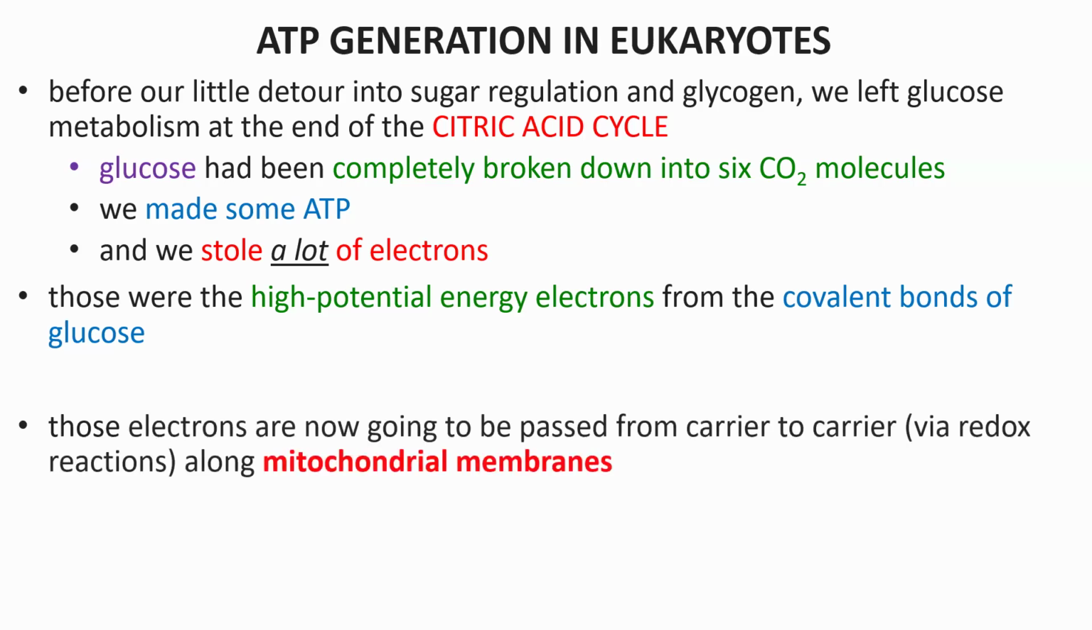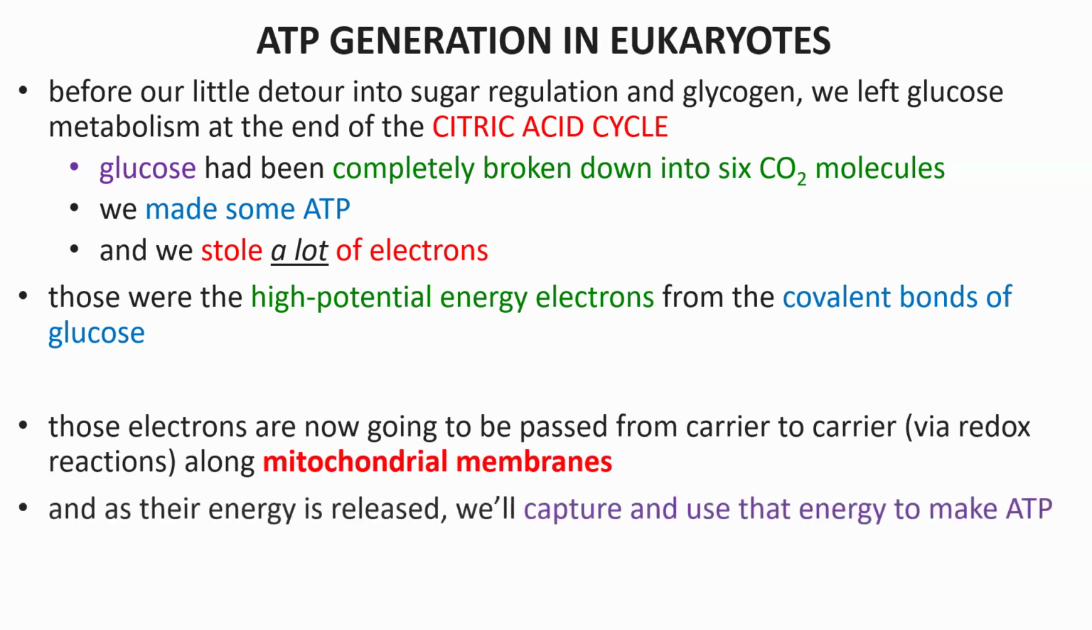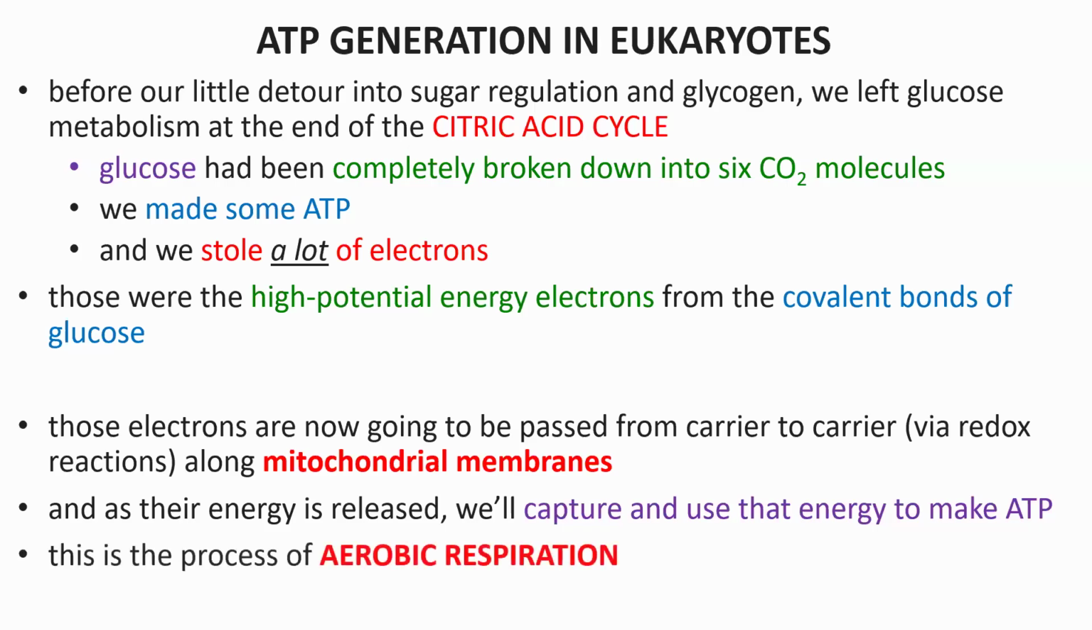Now those electrons can be passed from an electron carrier to an electron carrier through subsequent redox reactions. It's almost like the electrons are a hot potato and they're being thrown from carrier to carrier. And all of those carriers today will exist along the inner mitochondrial membrane. And as the energy of those electrons is slowly released with each spontaneous redox reaction, with each redox reaction that has a negative delta G, a little bit of that energy from the electrons will be released. As that energy is released, we'll capture that energy, we'll use it to pump protons, and we'll use that proton gradient to make ATP. And this is the process of aerobic respiration.